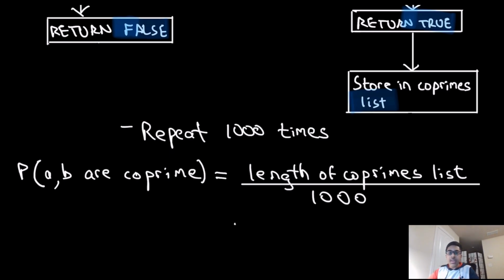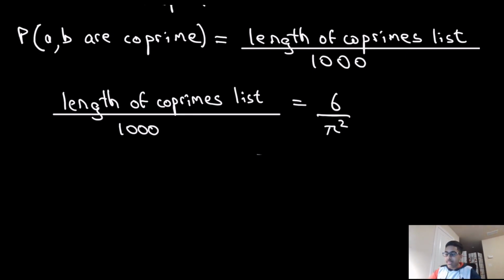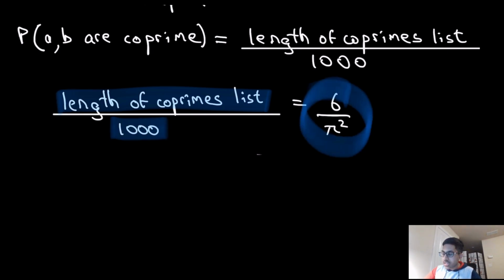Now, given this information, we are ready to calculate pi. To do this, we'll have to use the length of the coprimes list, which is the number of coprime pairs in the whole 1,000 iterations that we generated. We'll take that length and divide it by 1,000, and that'll give us the proportion 6 divided by pi squared. We can manipulate this equation and solve for pi. Alright, now let's actually write some code to do this.